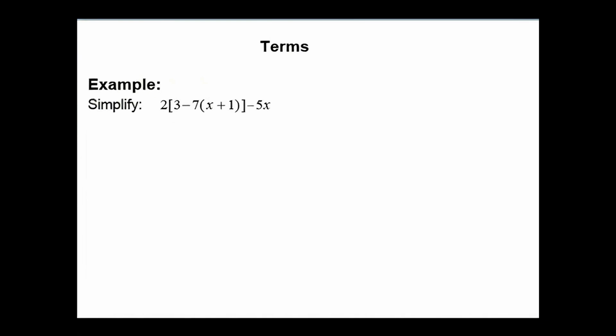Next, we'll look at a problem with nested grouping symbols. We're going to start at the innermost set and work our way out. So we go inside the parentheses. There's nothing we can do. There's no like terms. And so we'll distribute. We'll take the -7 and distribute to the parentheses. This gives us a -7x, and -7 times 1 gives us -7. The parentheses comes off, but not the bracket.